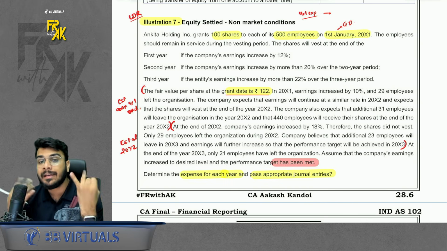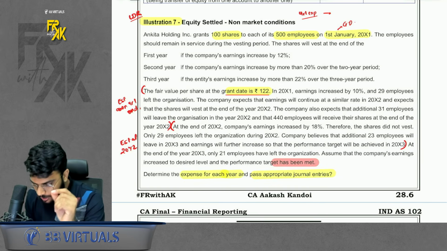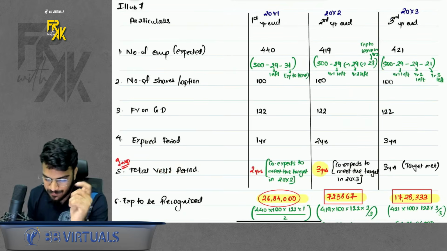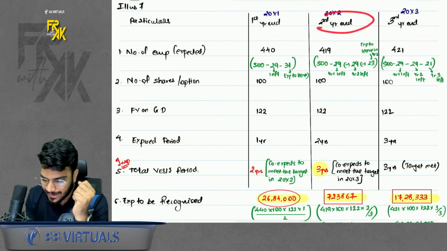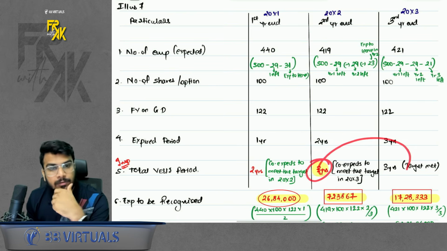our expectation is that it will be met in year 2. This is our expectation in the first year, that it will be met in year 2. So the vesting period as per the first year will be 2 years. Of course, when you come to the second year, the target was not met. So the vesting period again becomes 3 years. Okay, so please solve this question.